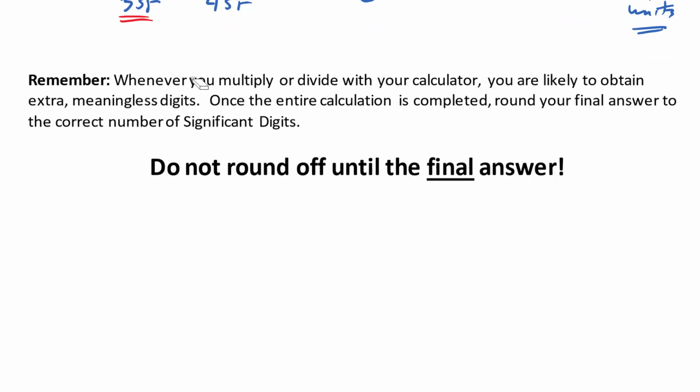So as a reminder, when you're multiplying or dividing measured values, you're going to have extra values in your calculator. Those values are meaningless digits. We remove them at the end when we use our rules for rounding significant digits. However, we wait until the end. We wait for the entire calculation to be completed and then round off to the final answer. Do not round off until the final answer. Do all your calculations for every single step and keep every single digit you can in your calculator until the very final answer. And then at the final answer, only then do you round off.